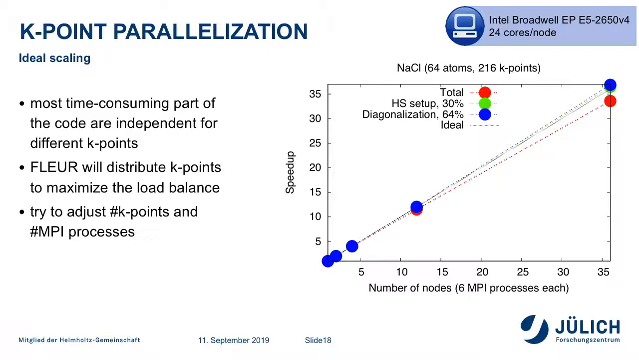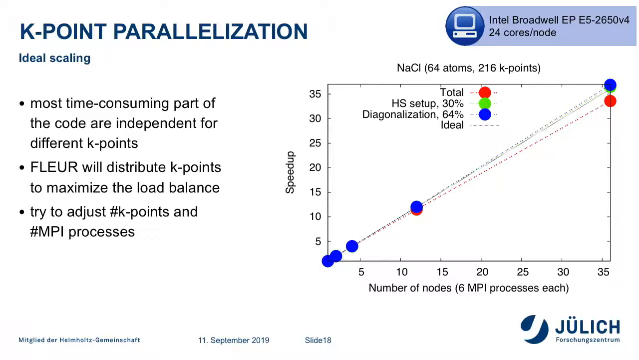And speed up means that in an ideal world we would have the time to execution 2 times faster on 2 nodes, 4 times faster on 4 nodes, and 36 times faster on 36 nodes. And this black one is the ideal scaling. The red one is total. You see, it's not bad, but it's not ideal. But the really interesting and heavy and independent part, the setup of the matrix and diagonalization, this blue and green one, it's even better than ideal.